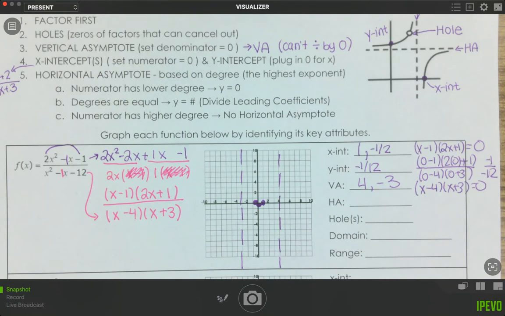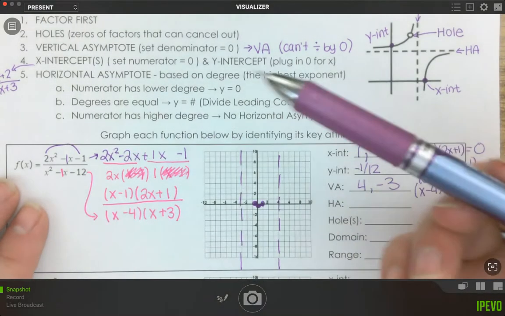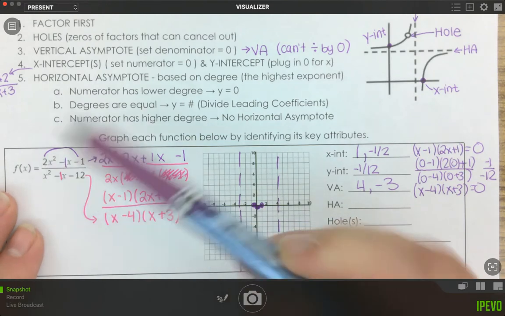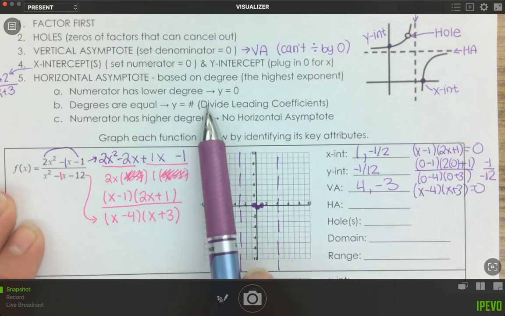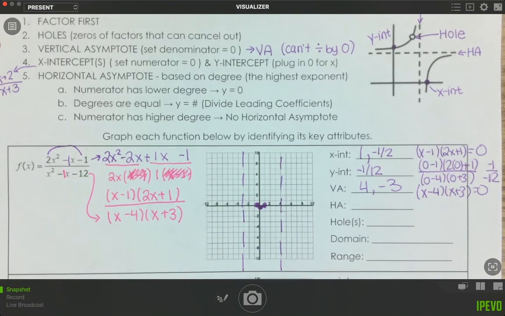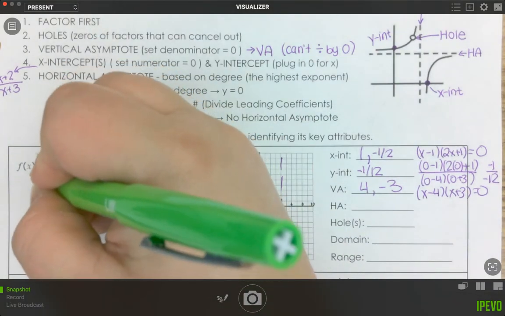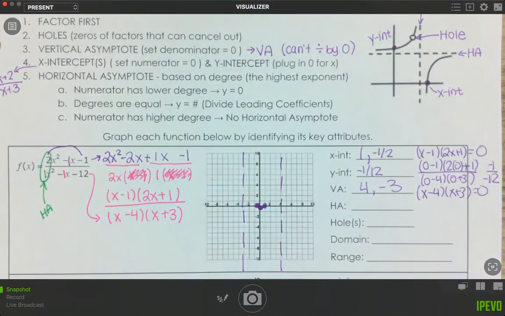And then we get to the horizontal asymptote. The horizontal asymptote is where you compare the degree, so the highest exponent. I have an x squared on top and an x squared on bottom, so they are equal. Since they are equal, it's y equals the leading coefficients being divided. Don't let the phrase leading coefficients mislead you. It's not that hard. It's just these two numbers right here. That is the horizontal asymptote.